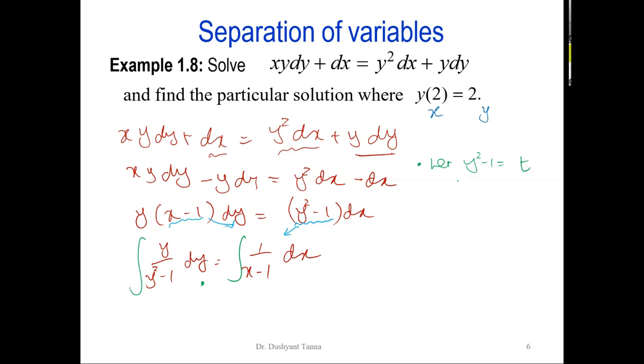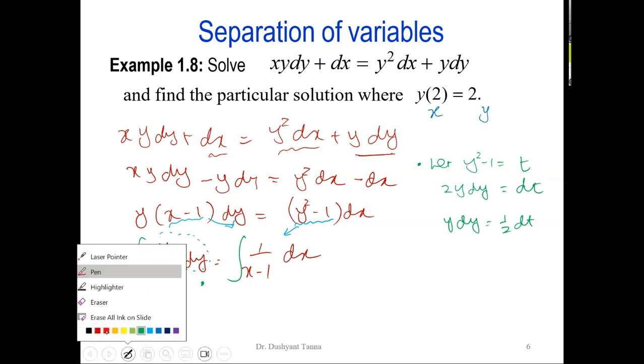Okay, so what is differentiation of this? Y square differentiation is 2y, but we got a separate variable, so we write dy, and t integration is dt. Okay, 1 dt or dt, right? I have this stuff here, y dy. Okay, so can I write y dy as half dt? Okay, so what will happen?